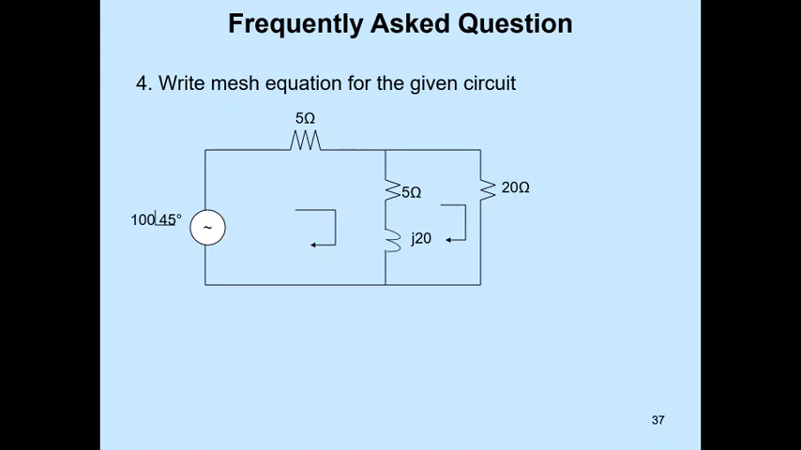Here in this circuit only two mesh equations are there, and in 5 plus j20 ohms, the I1 and I2 are oppositely flowing and only two mesh equations can be written.